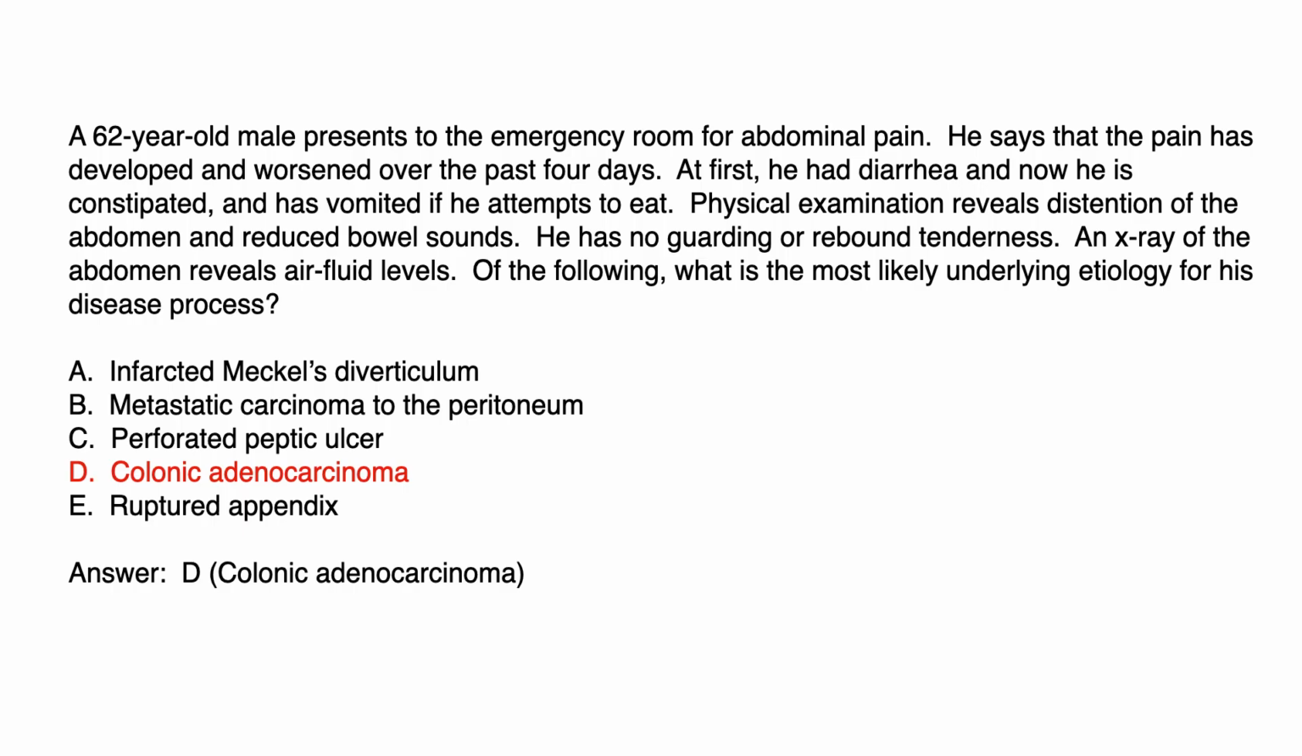Obviously a ruptured appendix can cause peritonitis and can slow down the bowels, but it's not as common in that age group. Perforated peptic ulcer, same thing. Metastatic carcinoma of the peritoneum probably wouldn't do it. And an infarcted Meckel's diverticulum could cause a small bowel obstruction. But the one that's the most common, and my understanding too is that ultimately you want to pick, there might be more than one possible answer, but there's one best answer. So of those, in a 62-year-old male, given how common it is, go with the colonic adenocarcinoma.